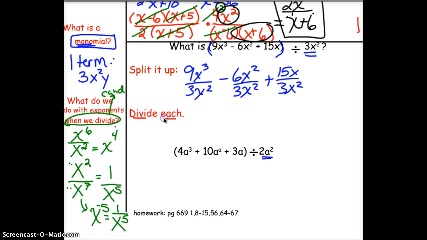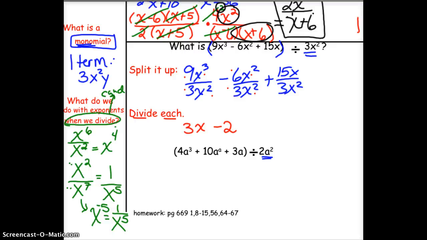So let's go divide each of these. And I take 9 divided by 3, I get 3. X cubed over x squared is going to leave 1 x up on top. For my next term, 6 divided by 3 is, and always has been, 2. X squared divided by x squared both cancel off, so there's no x's left.